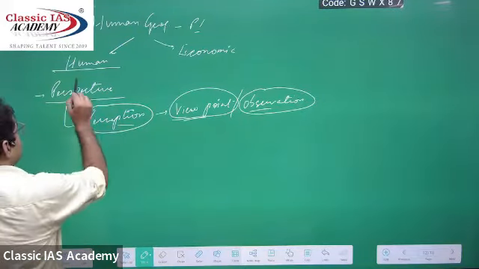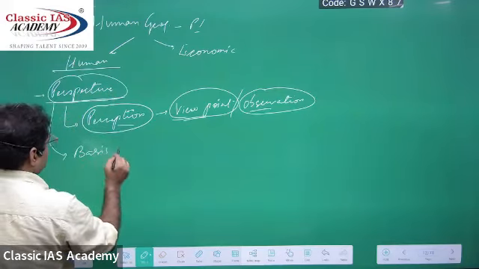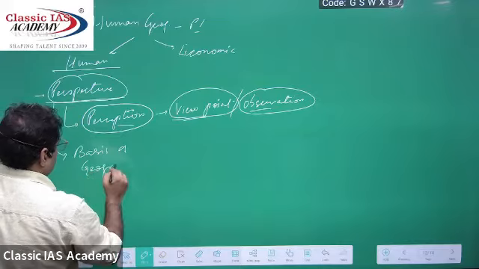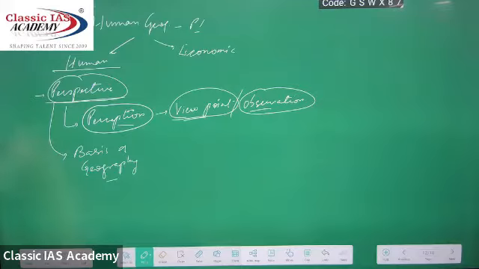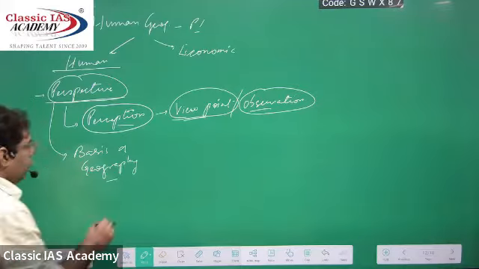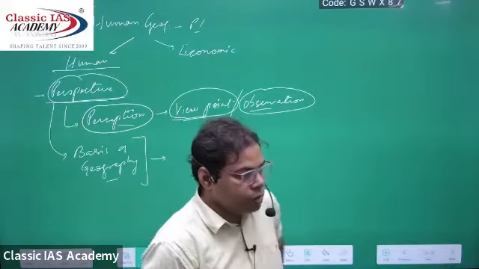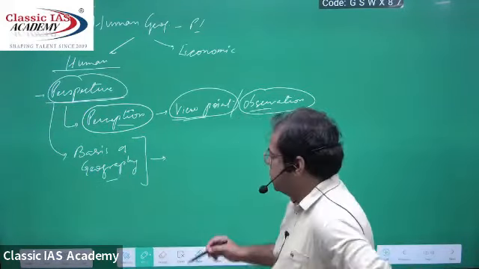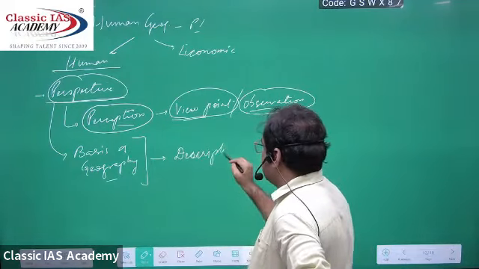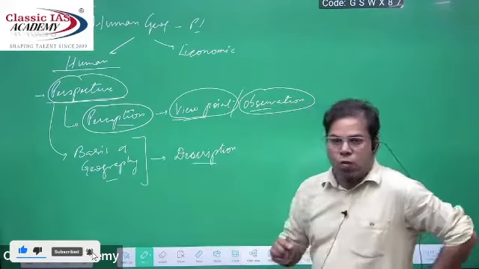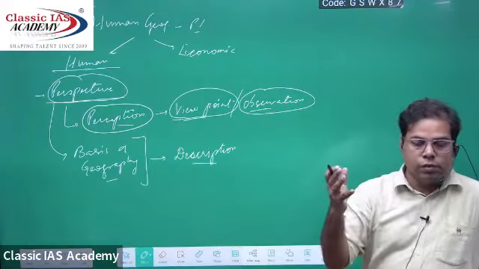So the perspective section is the basis of geography. When geography started as a subject, people explained geography by description. Description means what I see, what I observe, that I describe.